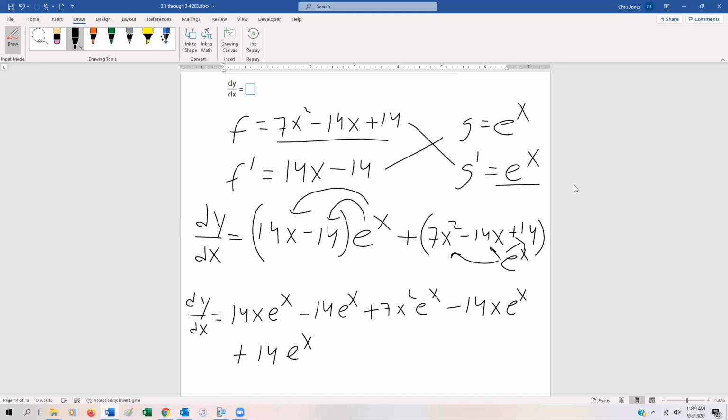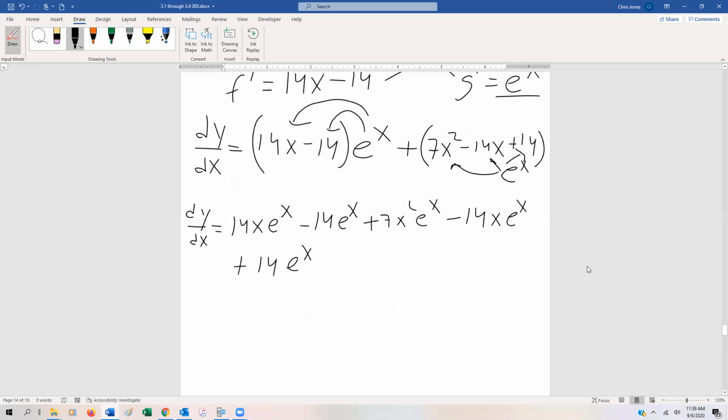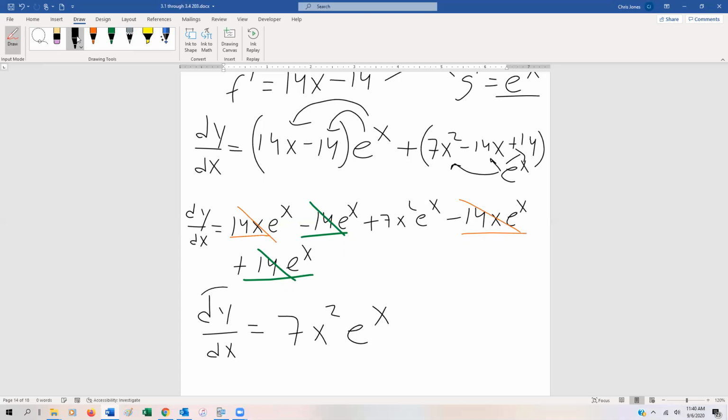All right, so sorry we had to go onto another line. Mercifully, we're almost done. What you'll notice is that we have a positive 14x e to the x and a negative 14x e to the x. Those cancel. Notice also we have a negative 14 e to the x and a positive 14 e to the x, so those cancel. So you always want to make sure at the end of the problem that you clean it up and simplify where possible. And so finally, our derivative using the product rule is just going to be 7x squared e to the x.